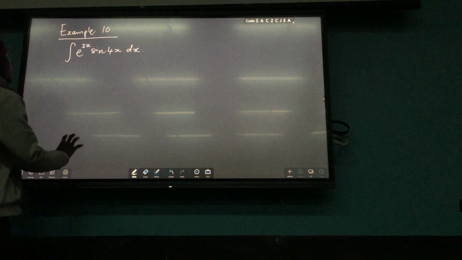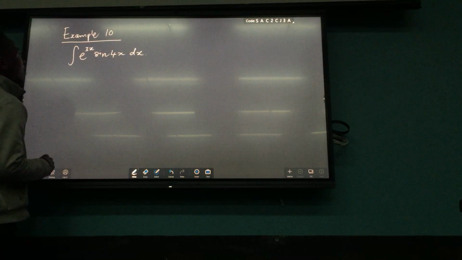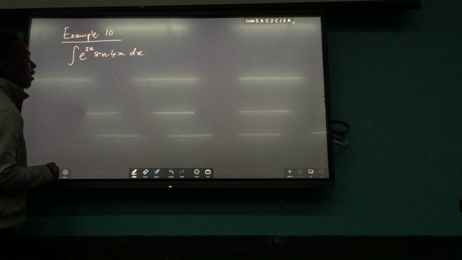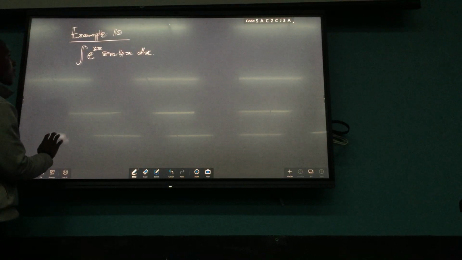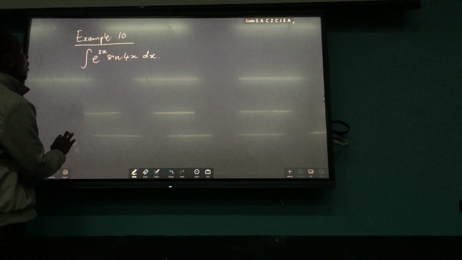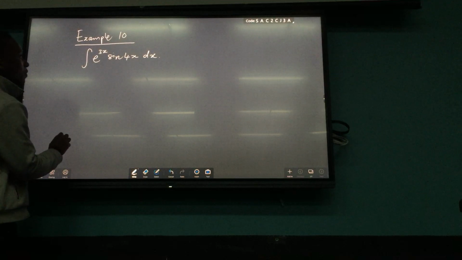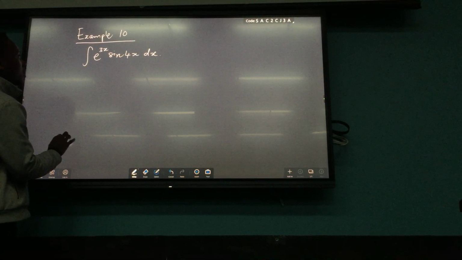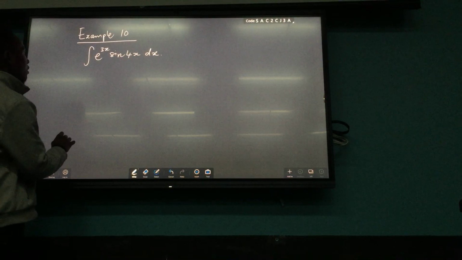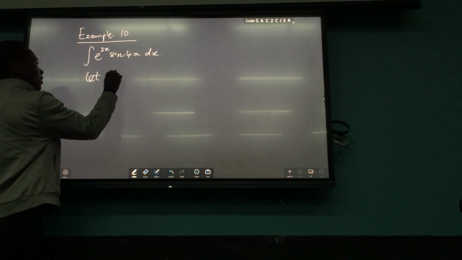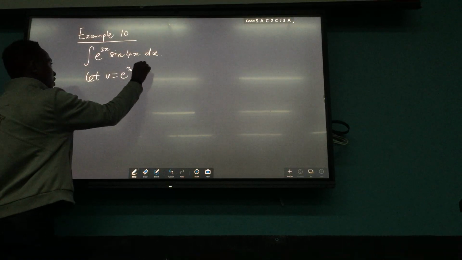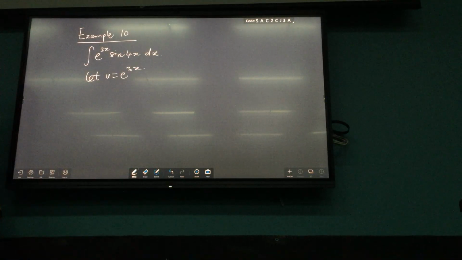Hi guys, we're going to look at the integral of e to the power of 3x sine 4x dx. So that's example 10. This one is quite difficult compared to the last one that we did, which was e to the x cos x dx. But still we are going to choose our u to be e to the 3x. So we choose our u to be the exponential.